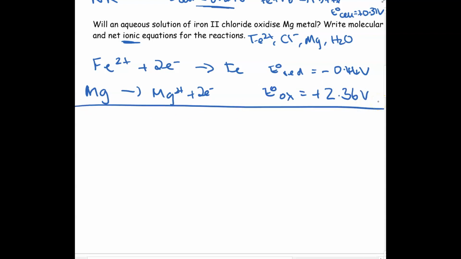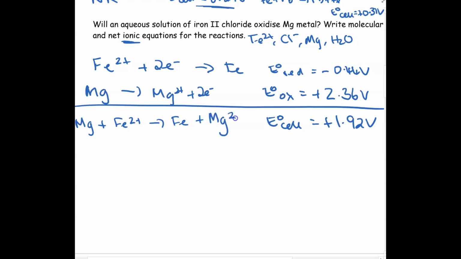So, looking at the positioning of my fingers, my left finger is above my right finger, so this reaction is going to occur, and it can be confirmed because when you add the numbers together, the E0 for the cell is equal to positive 1.92 volts. So the overall reaction is magnesium plus Fe2+ goes to Fe solid plus magnesium 2+. So this metal displacement reaction will happen. Don't forget to put your state symbols in.